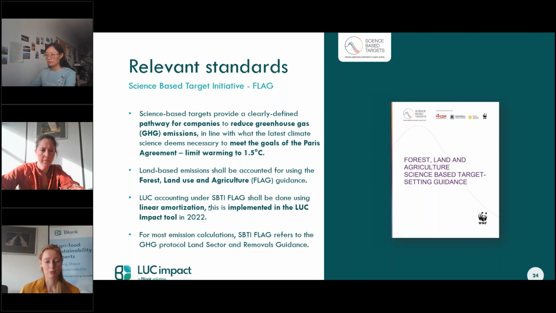So as noted, for land-based emissions, this specific guidance should be followed. And what this guidance specifies around land use change is that linear amortization should be applied. So if you remember, that's the method that puts more weight onto recent years after the deforestation or land use change event took place. That was also a main reason for us to implement this linear amortization method into our land use change tool last year.